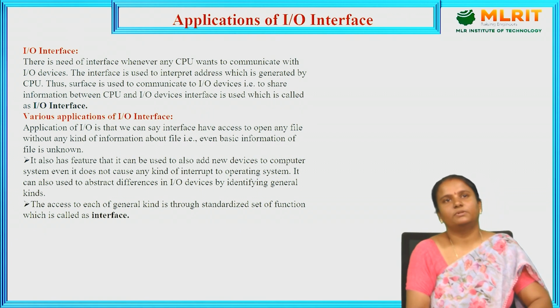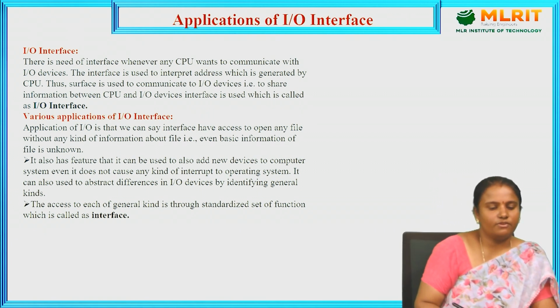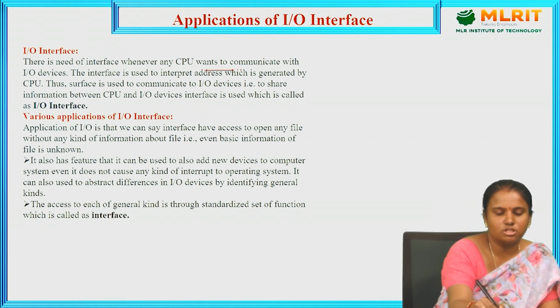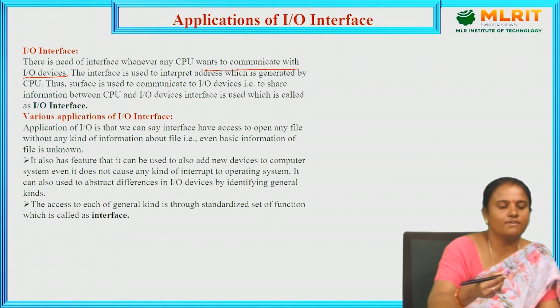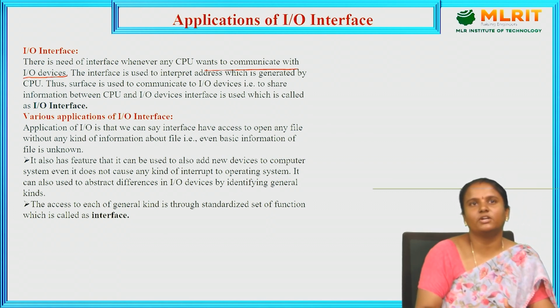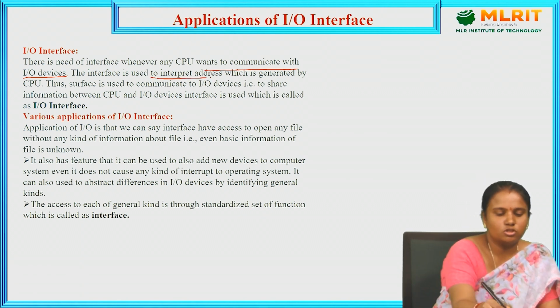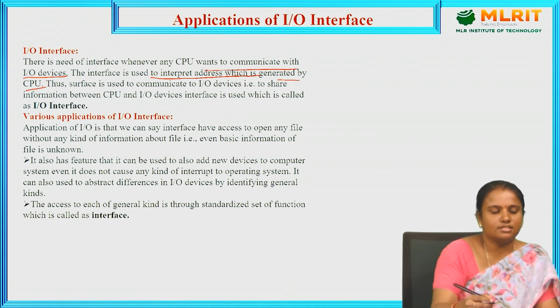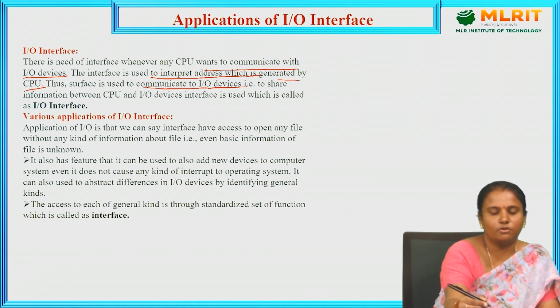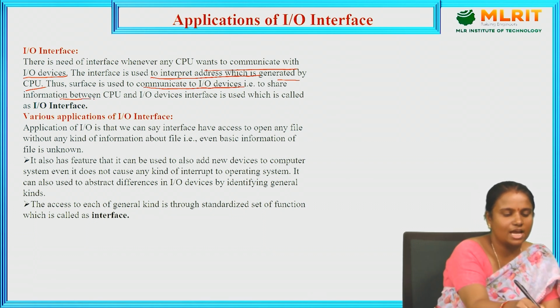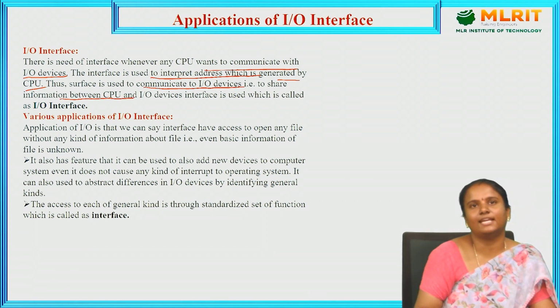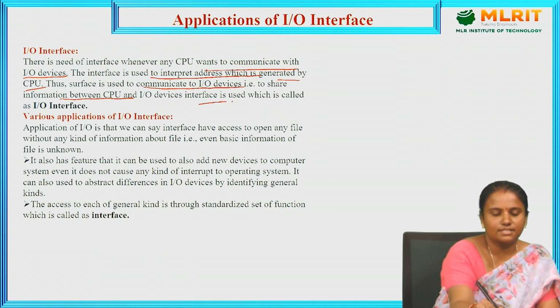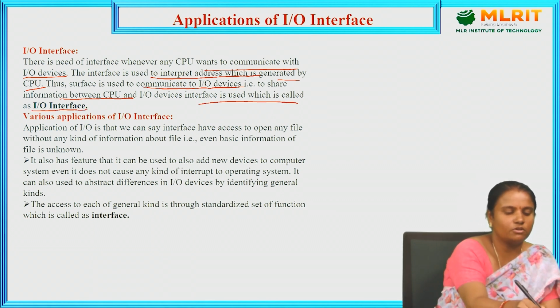Input-output interface. There is a need for an interface whenever a CPU wants to communicate with input-output devices. The interface is used to interpret the address which is generated by the CPU, and to share information between the CPU and the input-output devices. This is called the input-output interface.